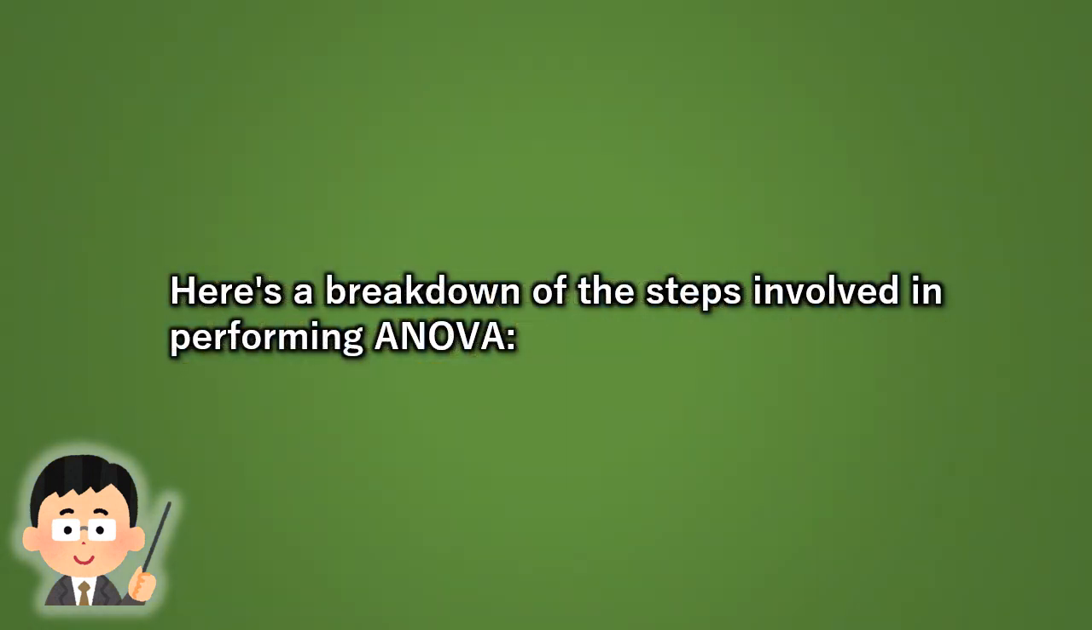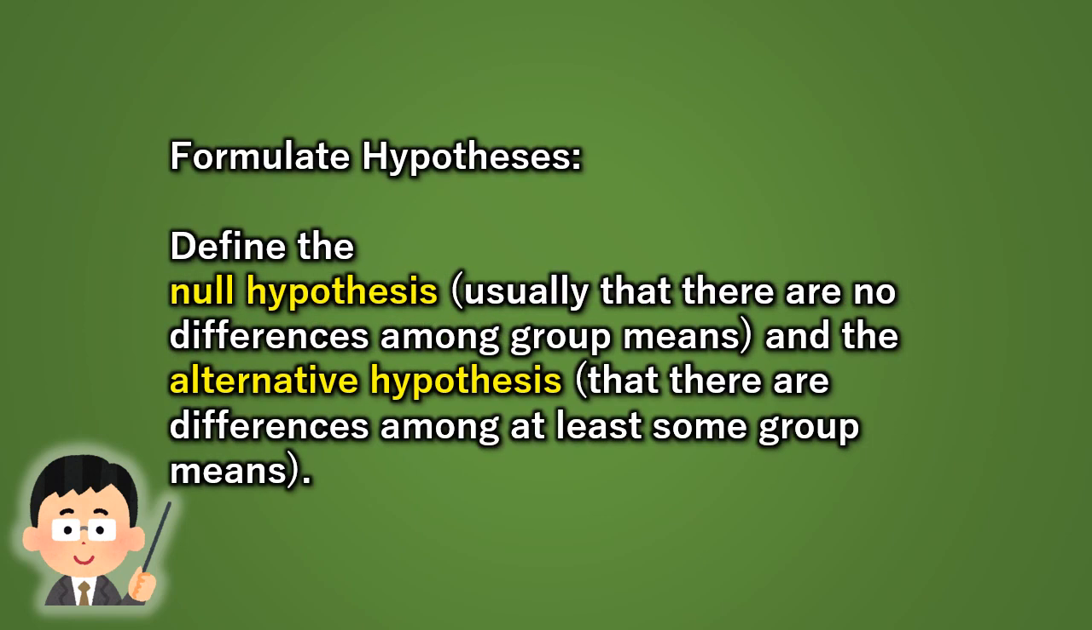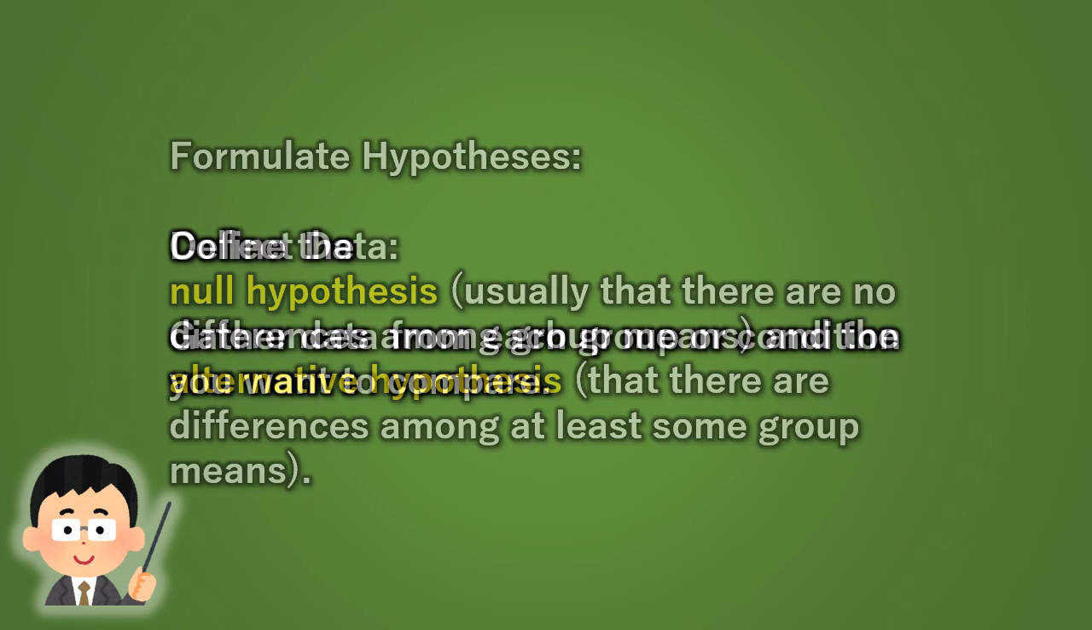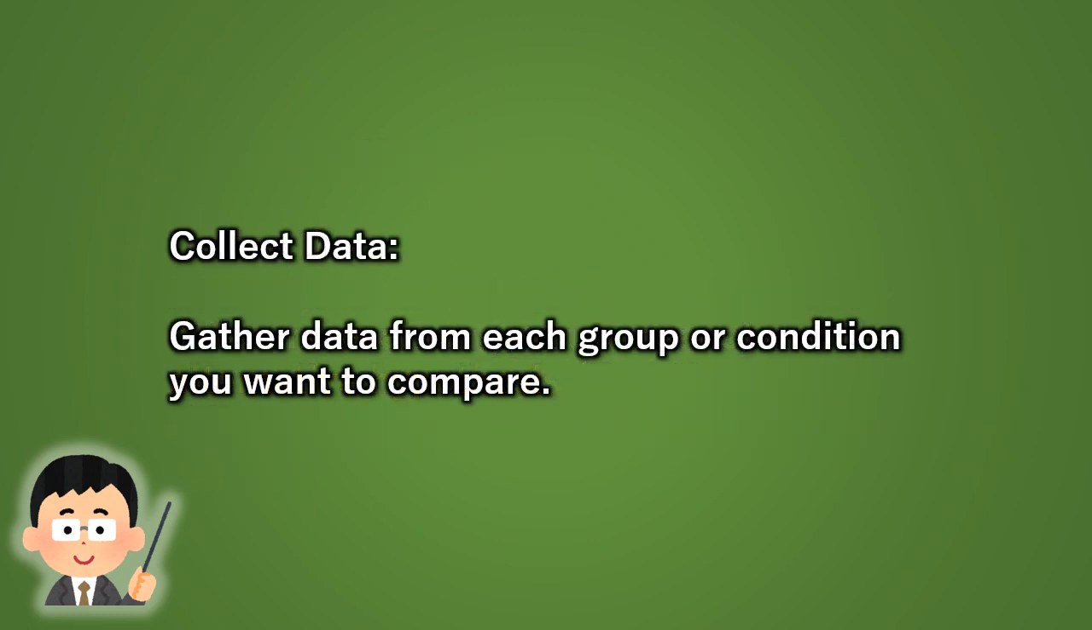Here's a breakdown of the steps involved in performing ANOVA. Formulate hypotheses: define the null hypothesis, usually that there are no differences among group means, and the alternative hypothesis, that there are differences among at least some group means. Collect data: gather data from each group or condition you want to compare.